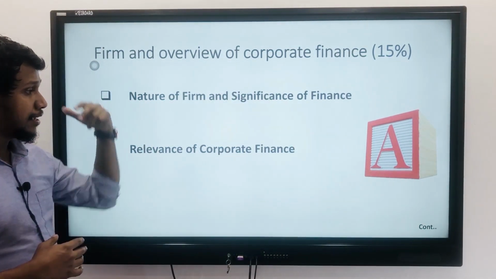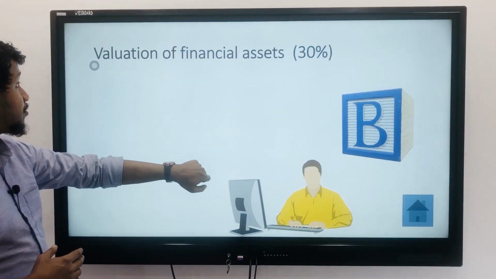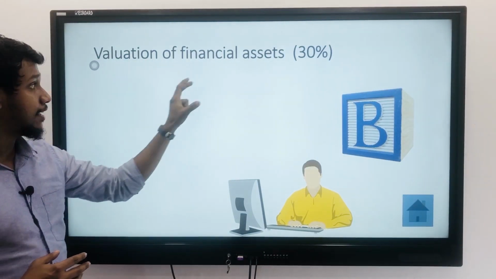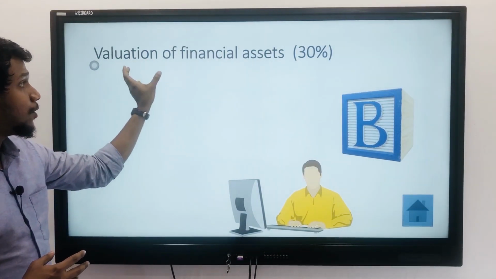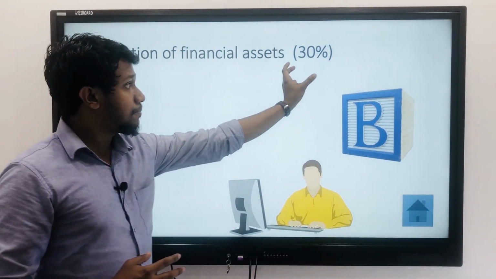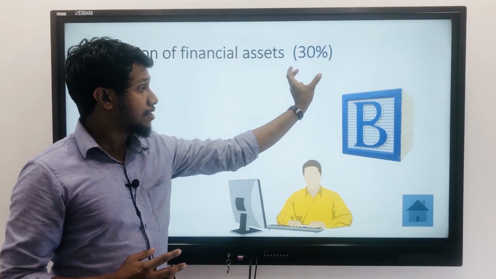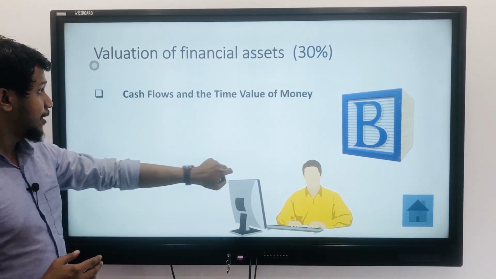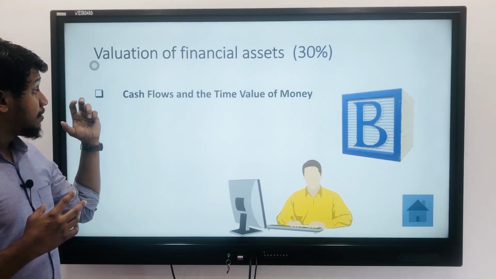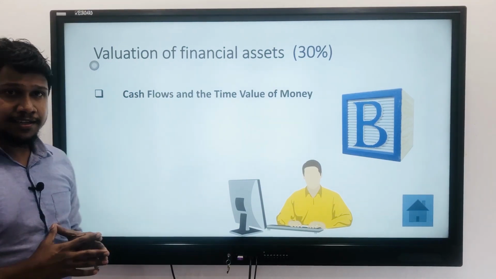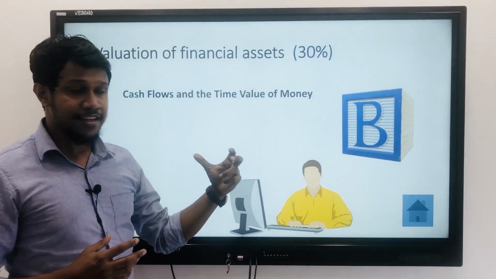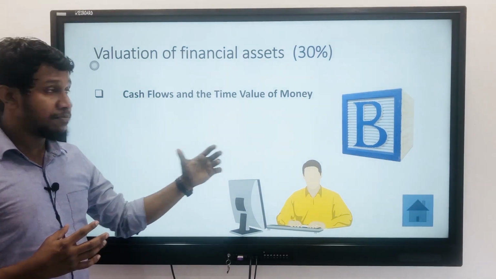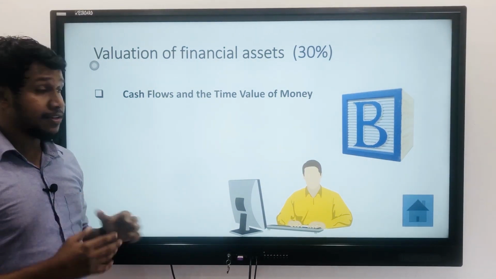Right. So we'll move to part B. So this is the most important key area in this syllabus, valuation of financial assets. 30%, which is the higher proportion allocated to this area. So this is very important. So you can see cash flows and the time value of money. It's very important. That is the basic thing we want to know before we go for the valuation, right?